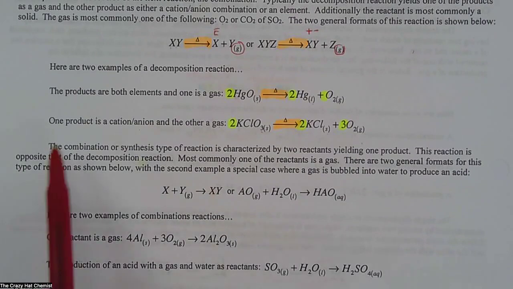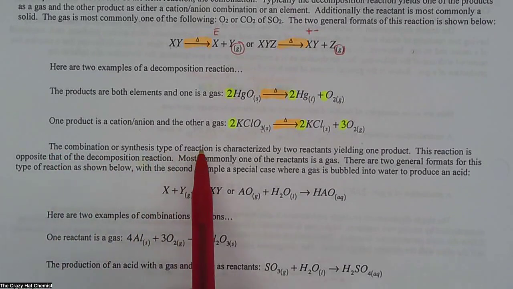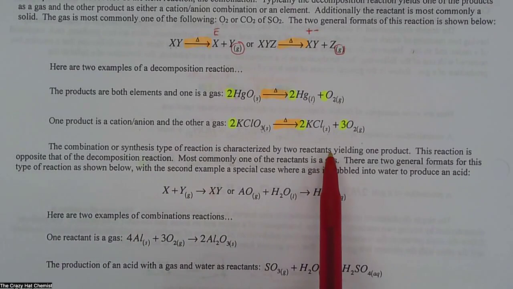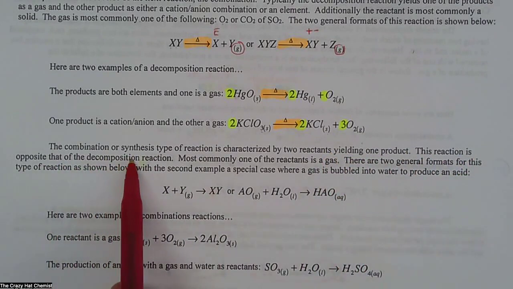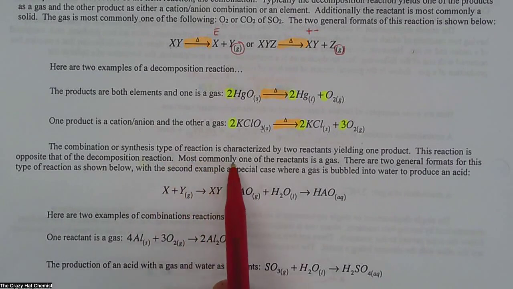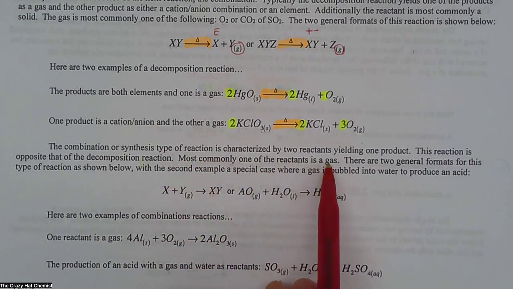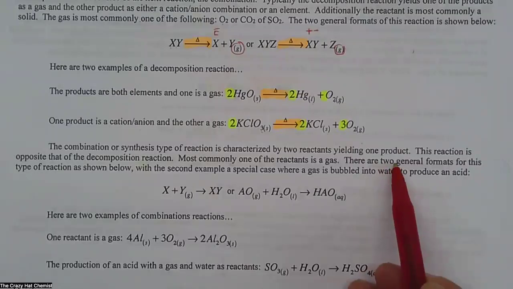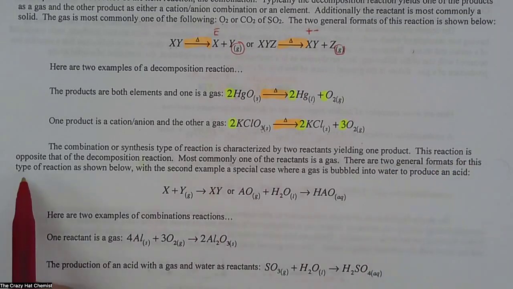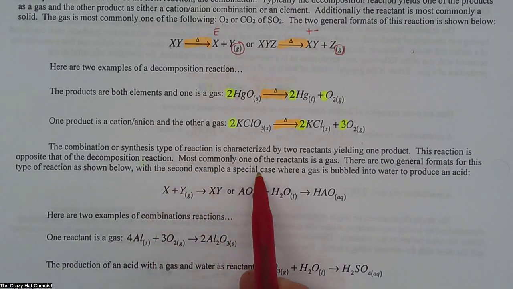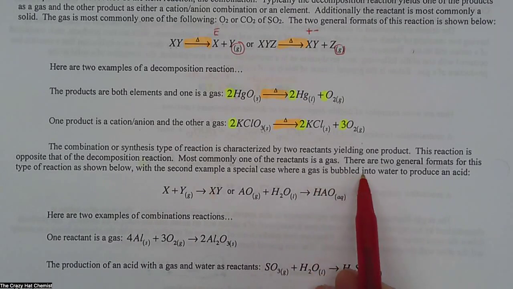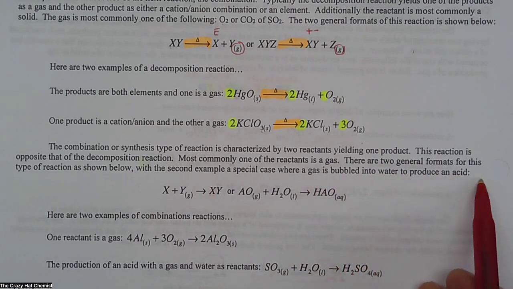Here we go. The combination or synthesis type of reaction is characterized by two reactants yielding one product. This reaction is opposite that of the decomposition reaction. Most commonly, one of the reactants is a gas. There are two general formats for this type of reaction as shown below, with the second example a special case where a gas is bubbled into water to produce an acid.